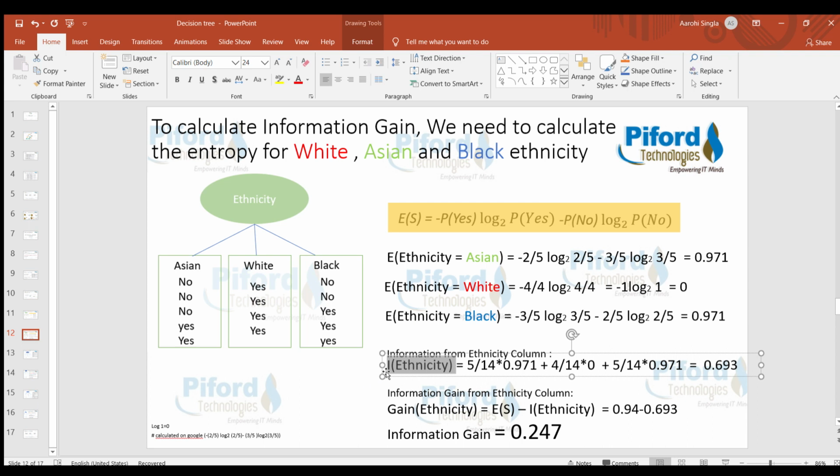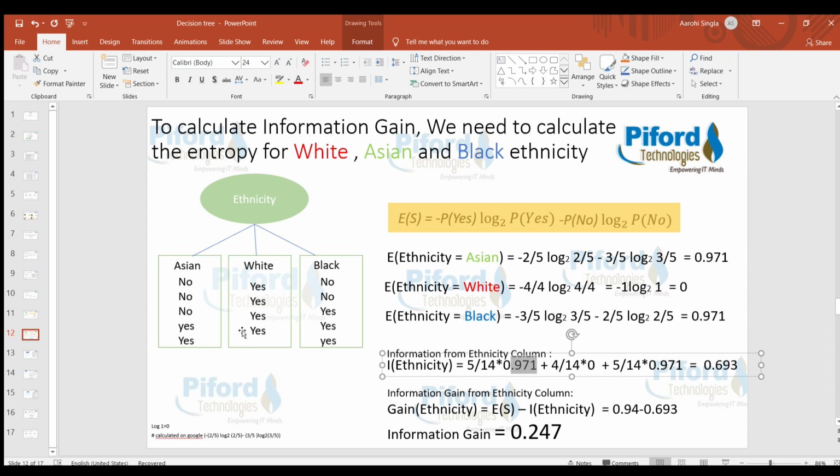So over here, information of ethnicity is, what you need to do is, how many total records belong to Asian? 5. And in our dataset, how many records were there? 14. 5 by 14 into the entropy which we calculated for Asian.